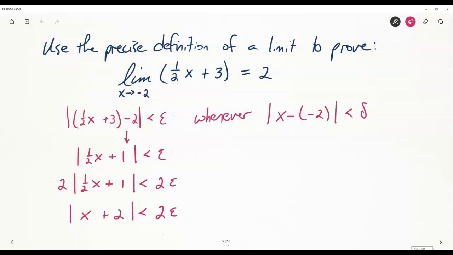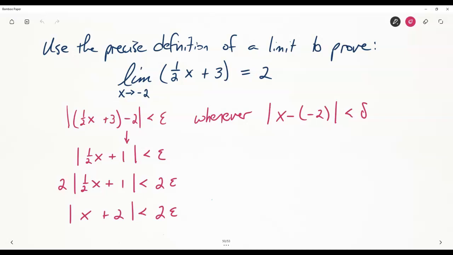What I want to do is start with this inequality, the one involving f of x minus L less than epsilon. I want to do everything I can to get this absolute value to look like this one. Now, it may require some arithmetic. It may require some multiplication, some rules of absolute values. But I'm trying to algebraically manipulate this absolute value to look like this one.